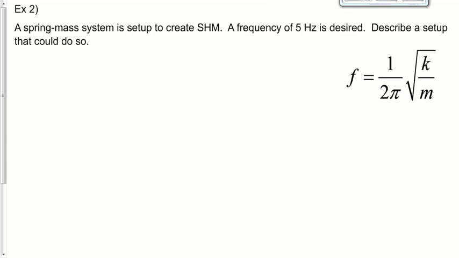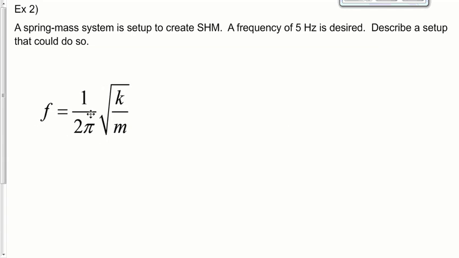So a spring mass system is set up to create simple harmonic motion. We need a frequency of 5 hertz. Describe a setup that could create a frequency of 5 hertz. So what we know is we want this to be 5 hertz. 2 pi is a constant, so we're left with K over M. We don't have K or M.